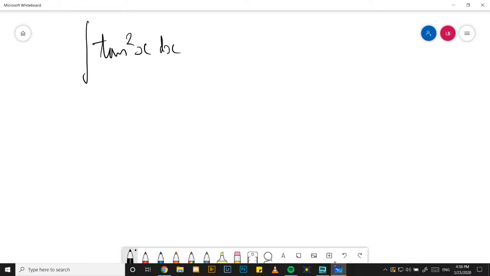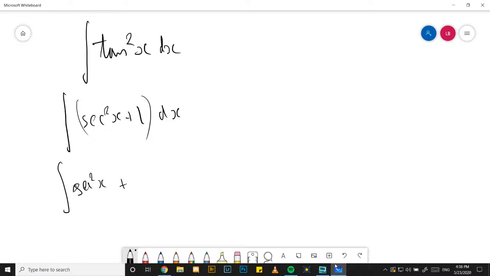Sometimes you don't know what to do, but the way to do tangent squared x is to remember the trigonometric identity: tangent squared x equals secant squared x minus 1. Then you can integrate them separately: the integral of secant squared x plus the integral of 1 dx. The integral of secant squared x dx is tangent of x, because the derivative of tan x is secant squared x. That's how you would do something like tan squared x.